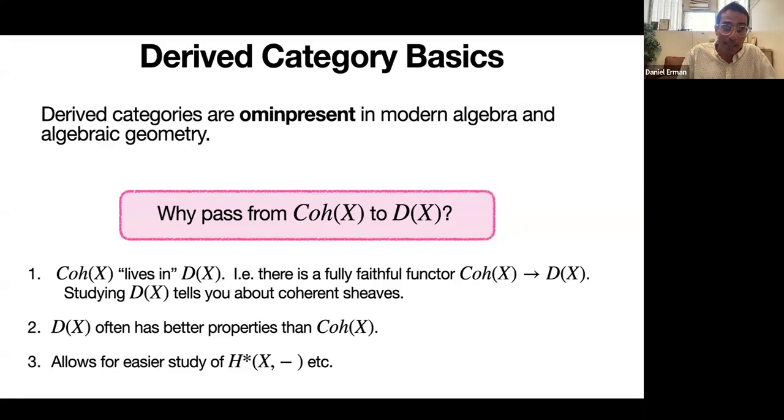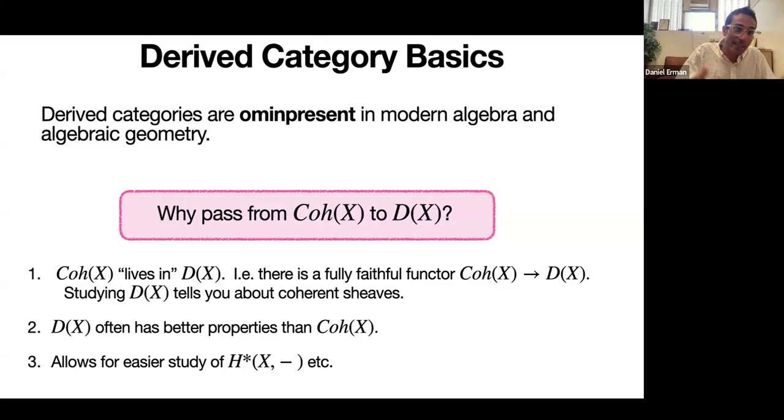So the first point is there's no loss of information. There's what we call a fully faithful functor from coherent sheaves to the derived category. And so the derived category contains all the information about coherent sheaves as a subcategory. So if you prove things about the derived category, you're also proving things about coherent sheaves, and there's no loss of information in some sense.